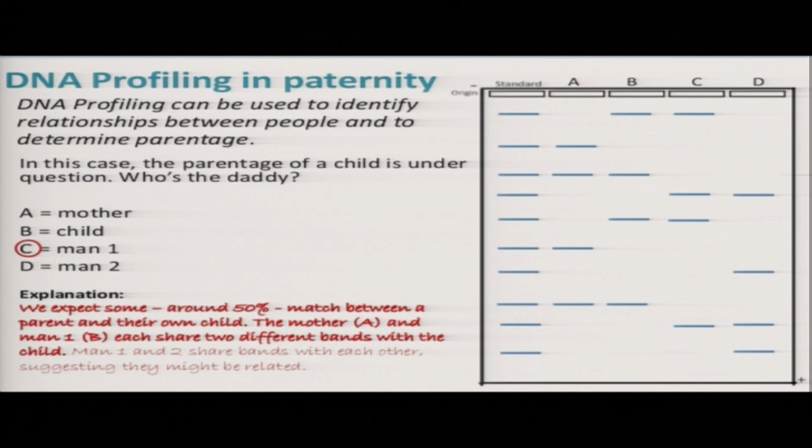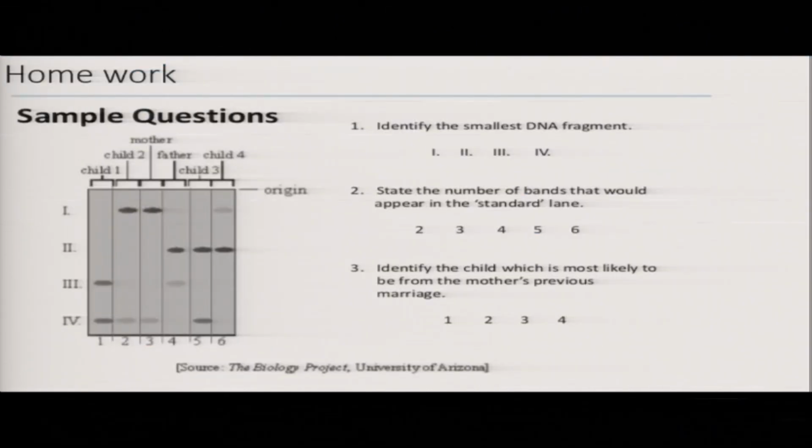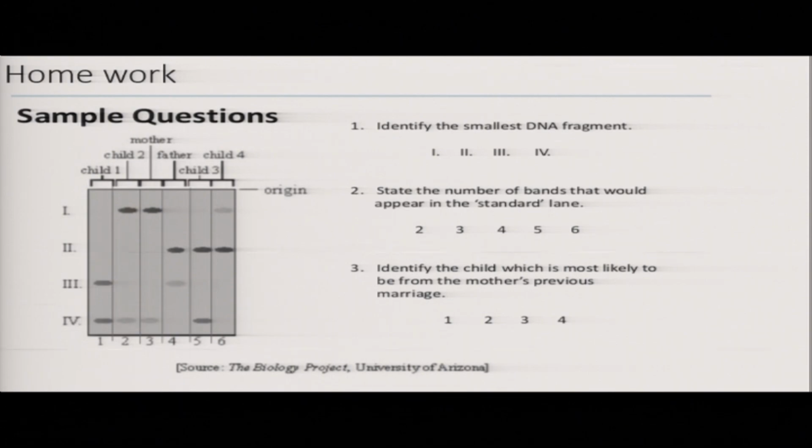The zygote is a result of two nuclei. So we expect 50 from the mother, 50 from the father. That's why they're saying around 50% match between parent and their own child. So we count the lines and check where that is. And finally, we have your homework. Use the same things we've been looking at to be able to do the numbers. So with that, we come to the end of this lesson. Thank you for following.